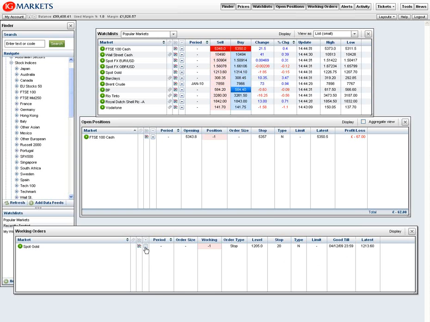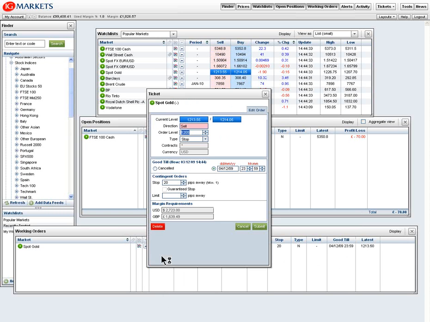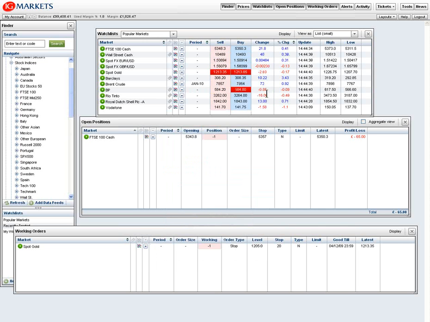If I change my mind, I can edit the order from here. I can change the level. Or I can just delete the order altogether if I have completely changed my mind. And that's it. That is short selling.